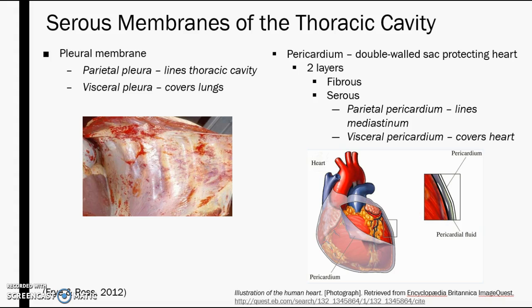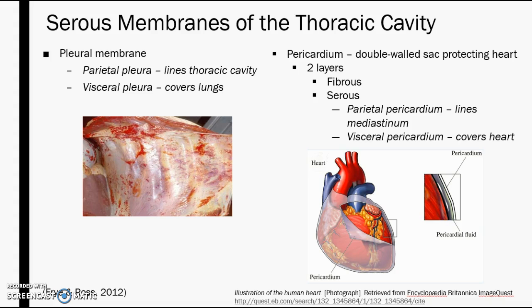So, in the case of the lungs, we have the parietal pleura lining the thoracic cavity, and we have the visceral pleura, which covers the lungs. And then in between is a small space where we find something called serous fluid. And this helps to lubricate the lungs as they expand and deflate during breathing, and also helps to create a pressure that keeps the lungs inflated.